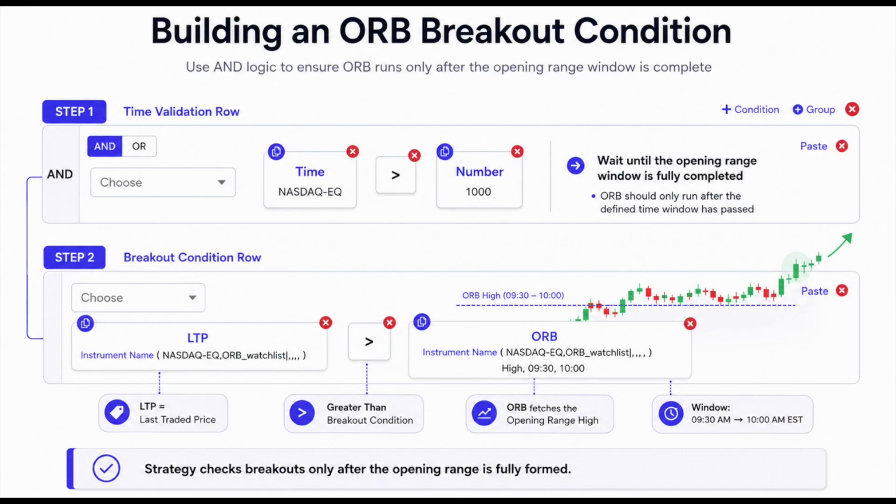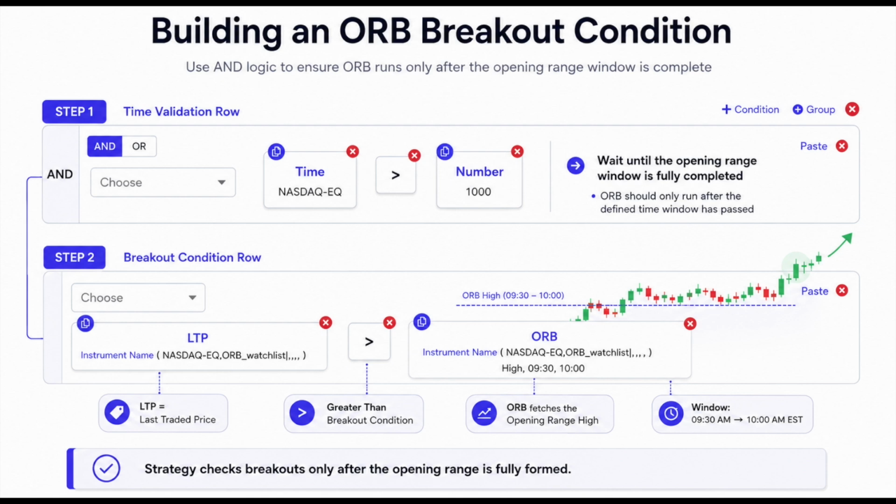Here's the important part. The ORB keyword should only run after that time window has fully passed, so you always pair it with a time condition using AND. In the builder, your first row is the time check. Time is greater than 9:30 a.m. This makes sure the opening range is fully formed before the strategy starts looking at breakouts.